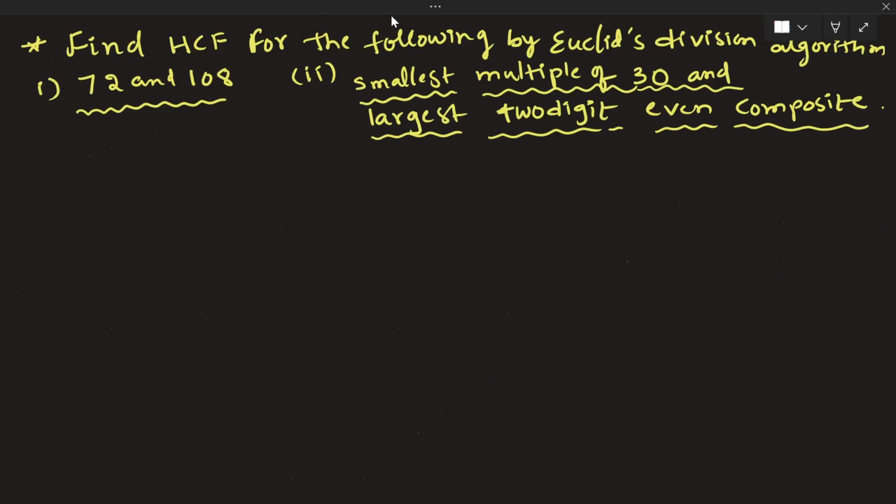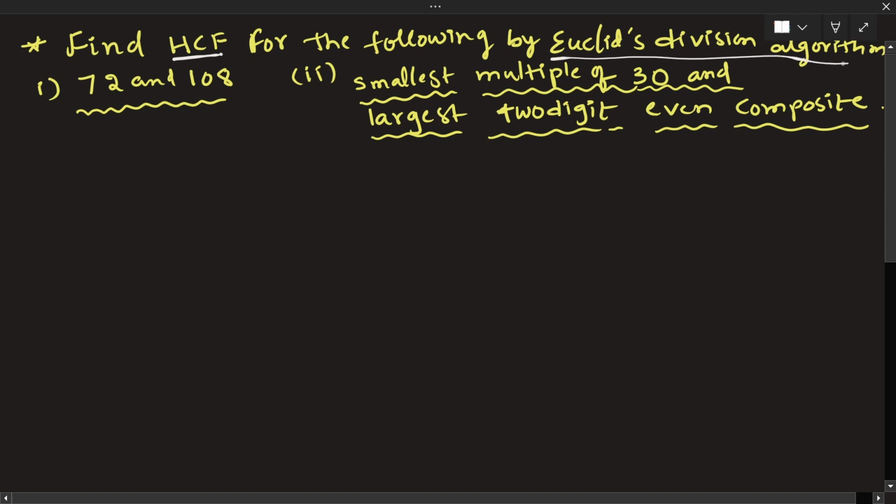So let us see. Here we are observing an example problem. Find the HCF for the following by Euclid's division algorithm. Euclid's division algorithm is nothing but the division principle used in a step-by-step procedure to find the HCF of the given numbers. The first pair of numbers here is 72 and 108. So let us take this as the first example.